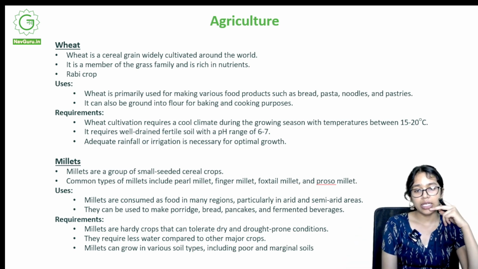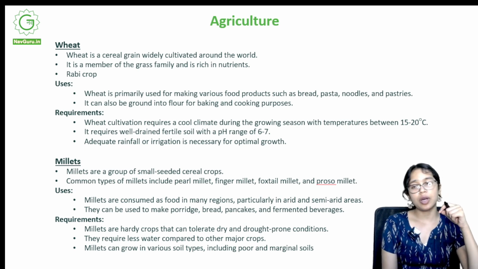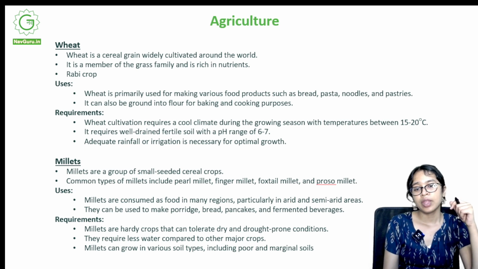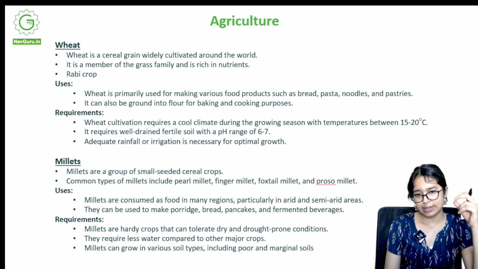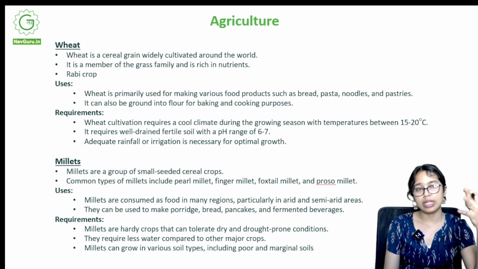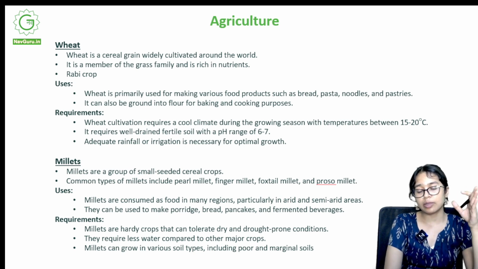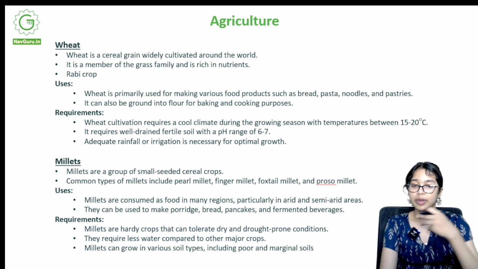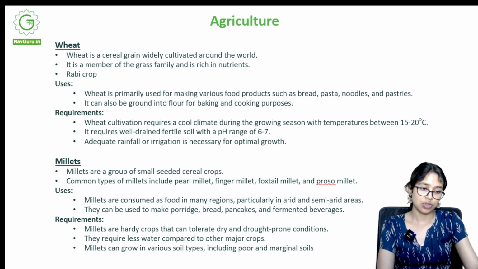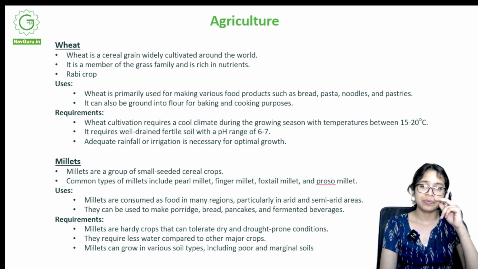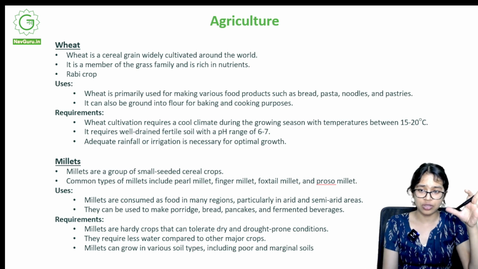Requirements: millets are hardy crops that can tolerate dry and drought prone conditions. So if there's a prevailing condition of drought, people try to cultivate or sow millets so that they do not face a lot of issues in the future. They require less water compared to other major crops, and millets can grow in various soil types including poor and marginal soils. So millet is something that is a little sustainable and hence it can grow in moderate to poor and marginal soils as well.